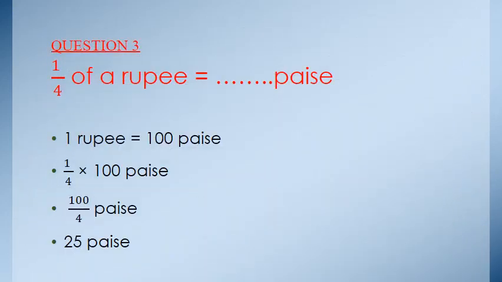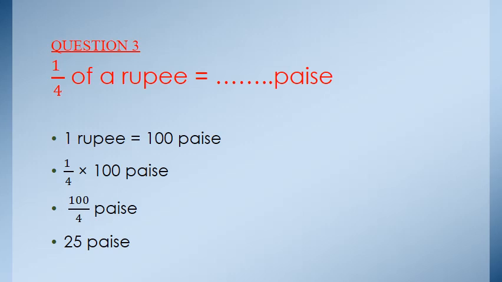Question number 3. 1 by 4 of a rupee is equal to how many paise? Now this question is related to fractions of money. Now I am repeating the question one more time. 1 by 4 of a rupee. We are supposed to convert rupee into paise. For example, you are having 1 rupee. Now what will be 1 by 4 of 1 rupee? That you have to find out in terms of paise.